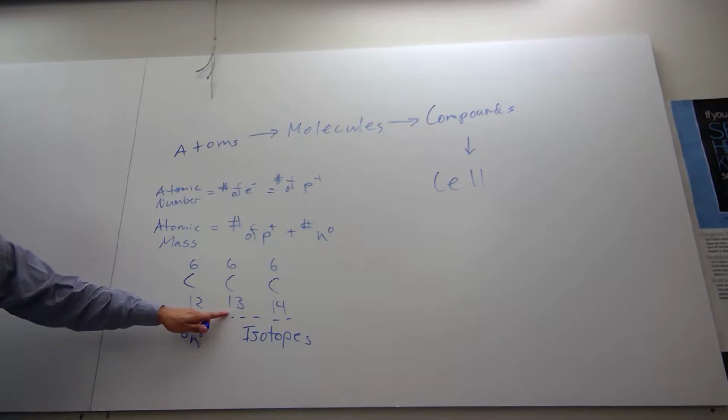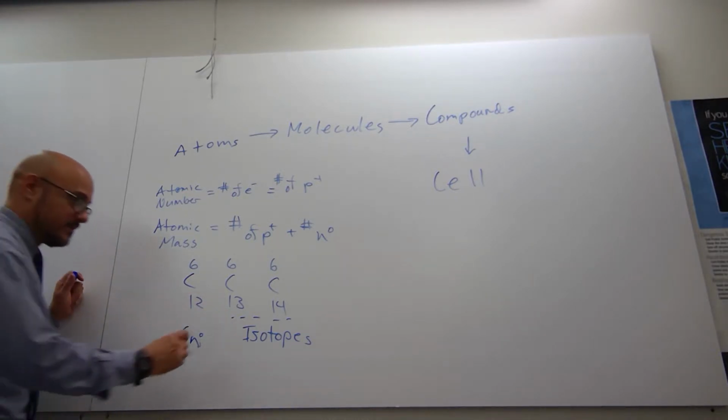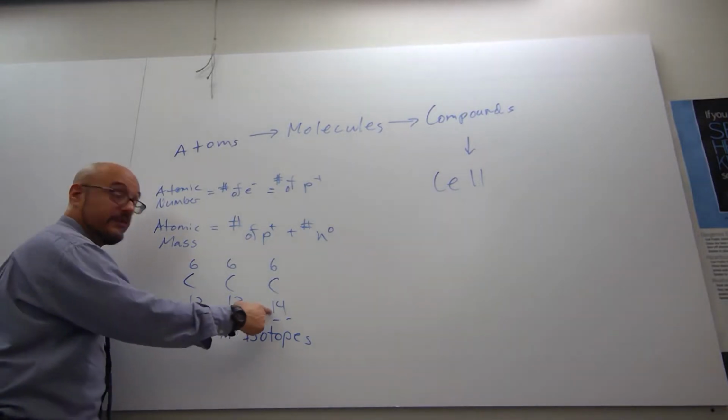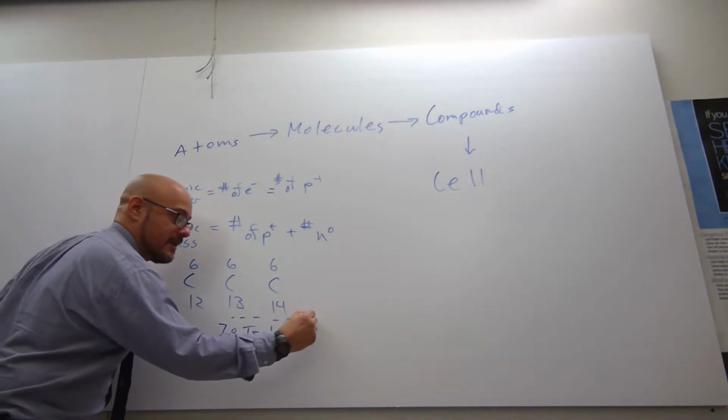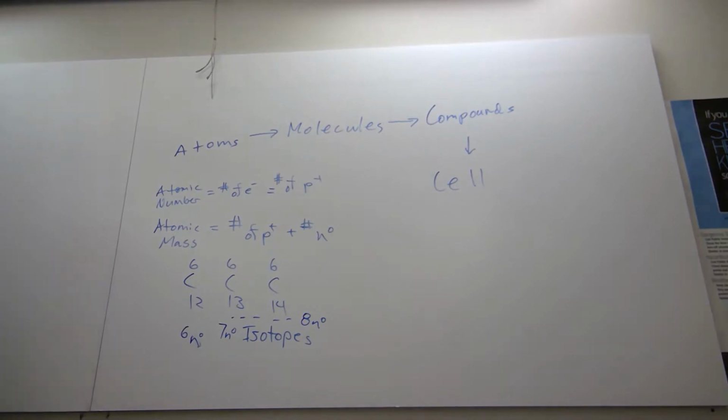But when we do the same thing for this guy, what do we get? 7 neutral particles. Everybody see that? Yeah. And then when we do it for that one? 8. Everybody see that? So sure enough, you know what's happening?